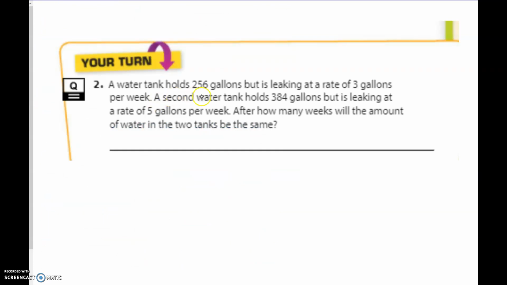We have one water tank that holds 256 gallons, but it is leaking. So what does leaking imply, adding or subtracting? Leaking is going to imply that we are going to subtract because it is losing at a rate of 3 gallons per week. And then a second water tank. They want to know after how many weeks will the amount of water in the 2 tanks be the same? So this time my X is going to stand for weeks.